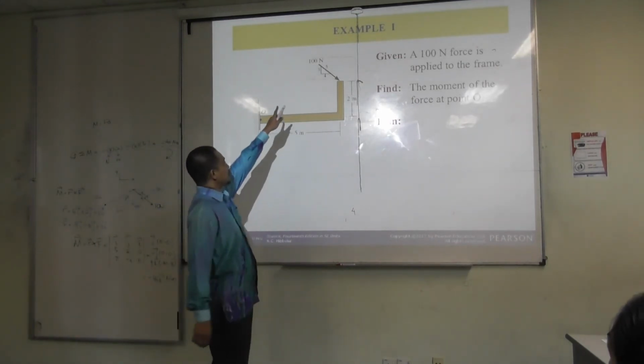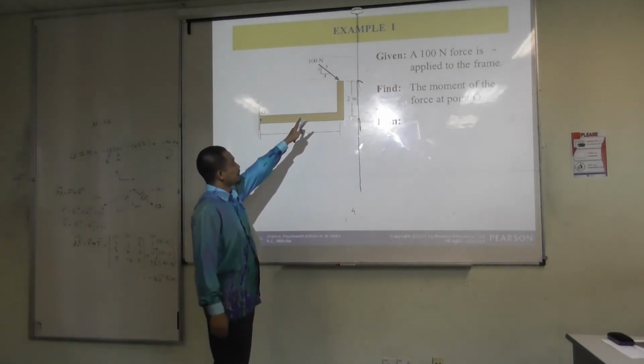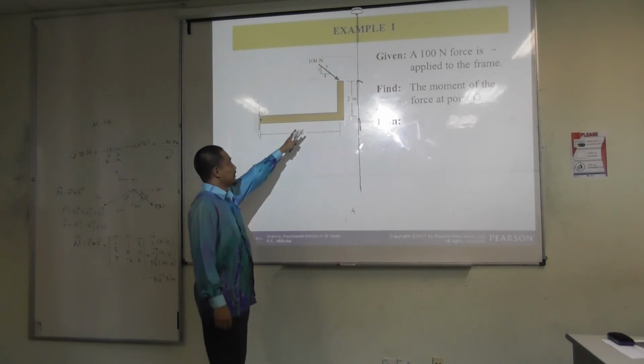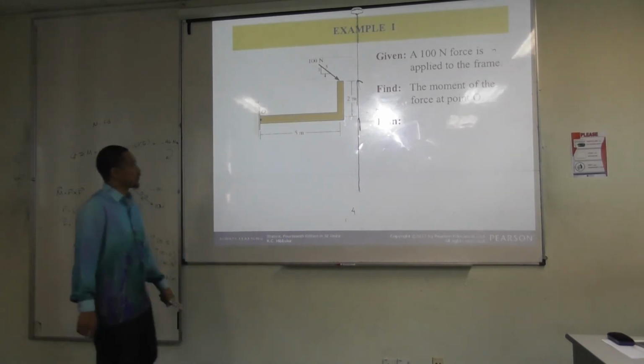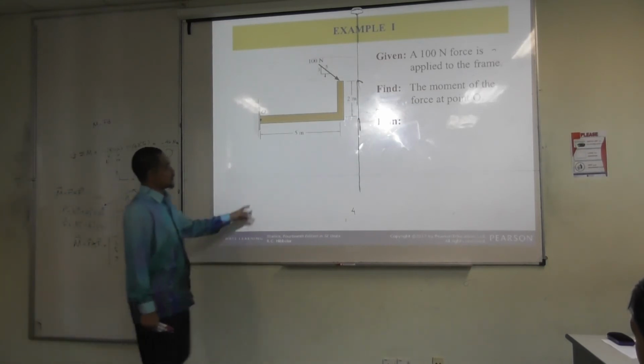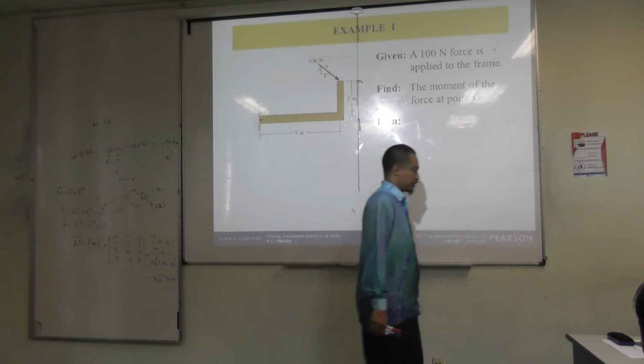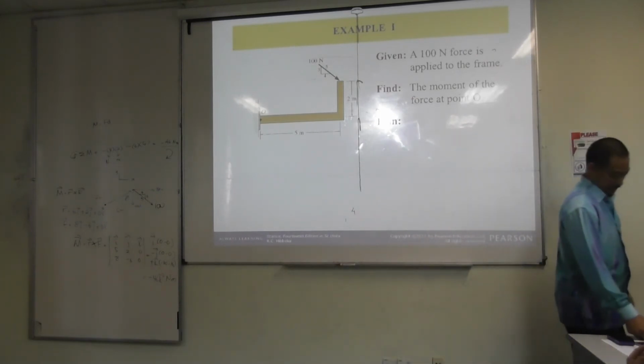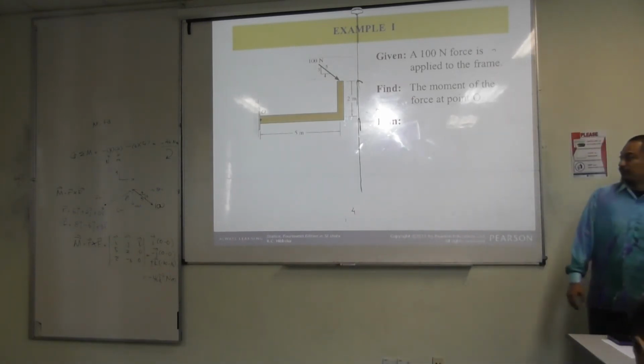We have a 100 Newton force there. The angle is given as 345. Find the moment about point O. Okay, if you understand what's going on here, try to take 2 or 3 minutes and solve this one. You should be able to solve it already. Get the moment about point O.